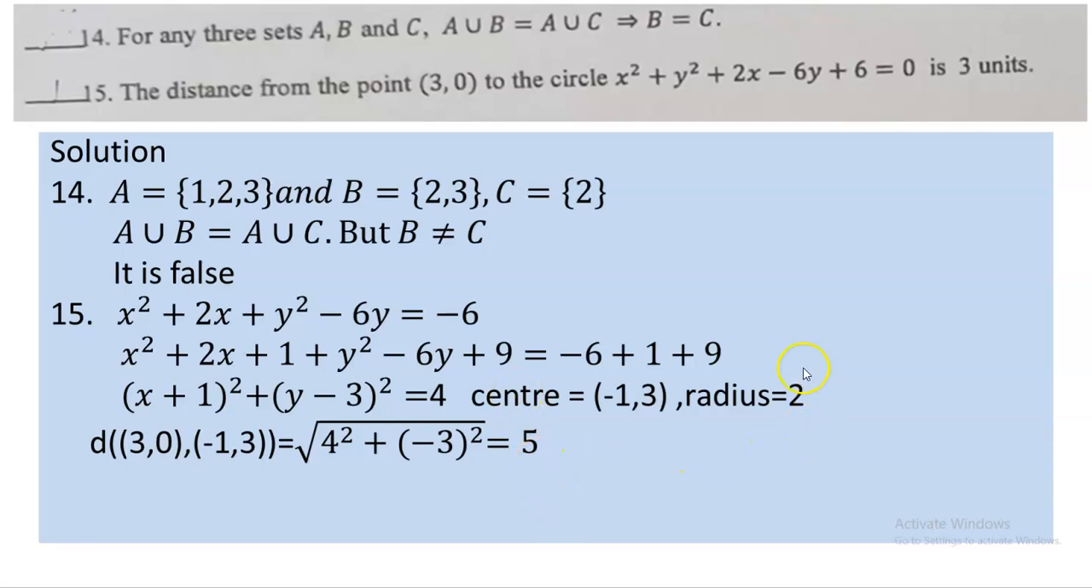But the radius here is 2. So you have to deduct 2 from 5 in order to know the distance between the point 3, 0 and the curve of the circle. And when you do so, 5 minus 2 is going to be 3, right? So it is true that the distance between the point and the circle is 3. So the answer is going to be 3 units. So I hope you have understood.